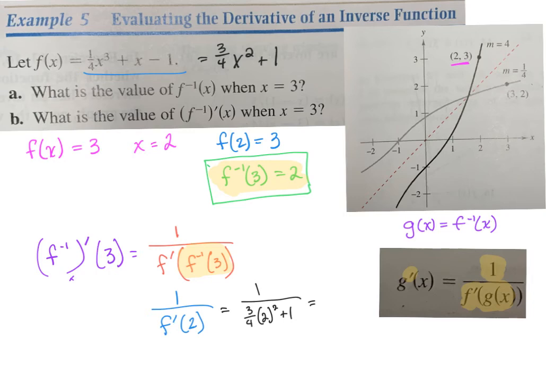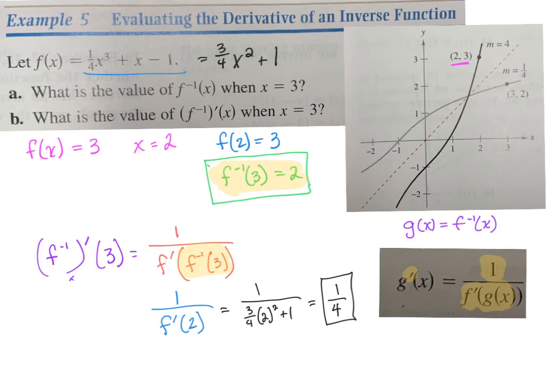2 squared is 4. 3/4 times 4 is 3, plus 1 is 4. So 1/4 would be my value there. So the derivative of the inverse at 3 is 1/4. What does the derivative tell us? It tells us the slope of the tangent line. So the slope of the tangent line of the inverse function at 3 is 1/4.